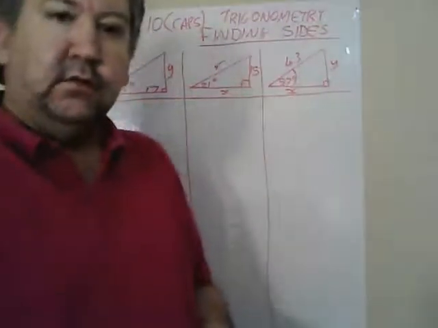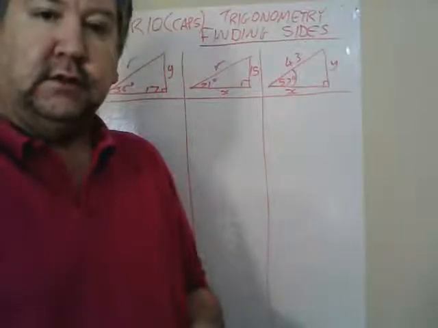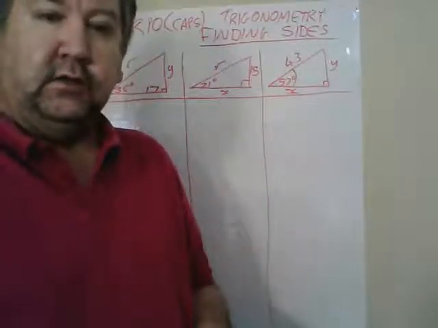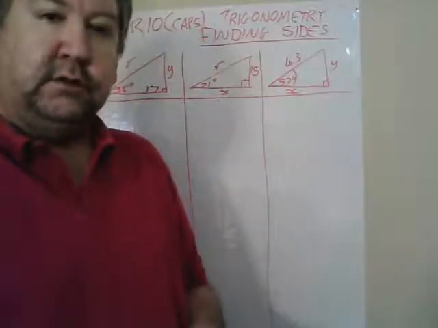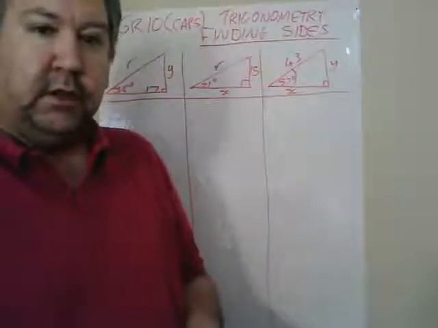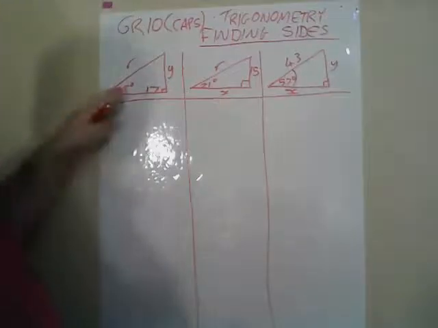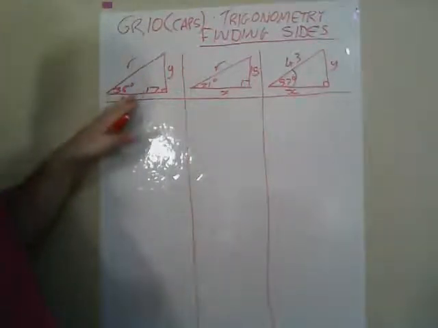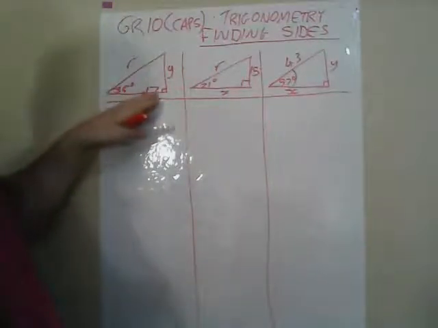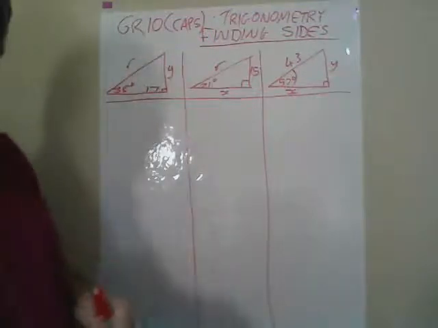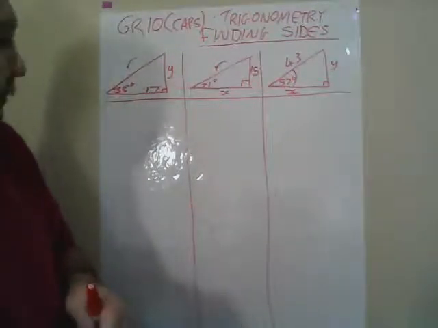Welcome to the session where we're going to find the unknown sides in triangles using trigonometry, based on Grade 10 CAPS. So the first triangle we're going to look at has an angle of 38 degrees, a side of 17, and two unknown sides, y and r.